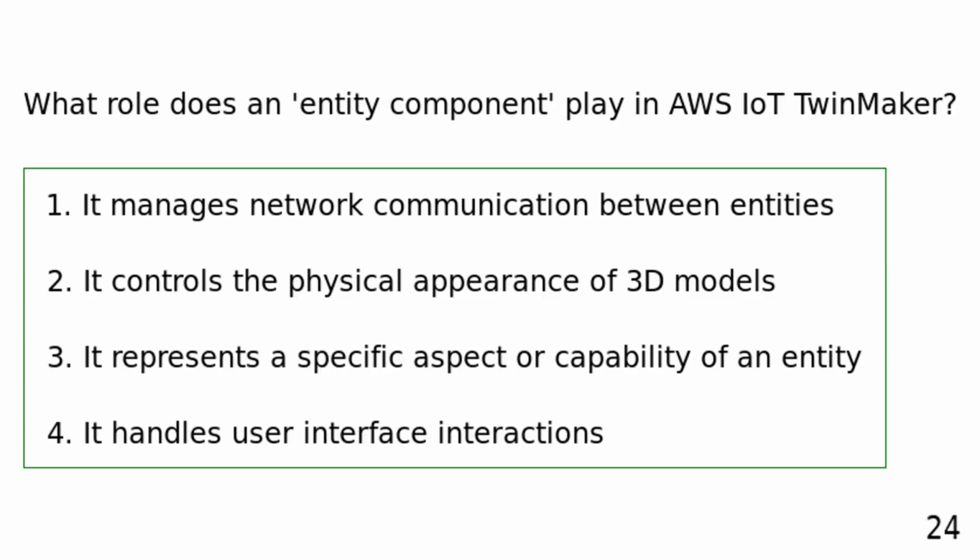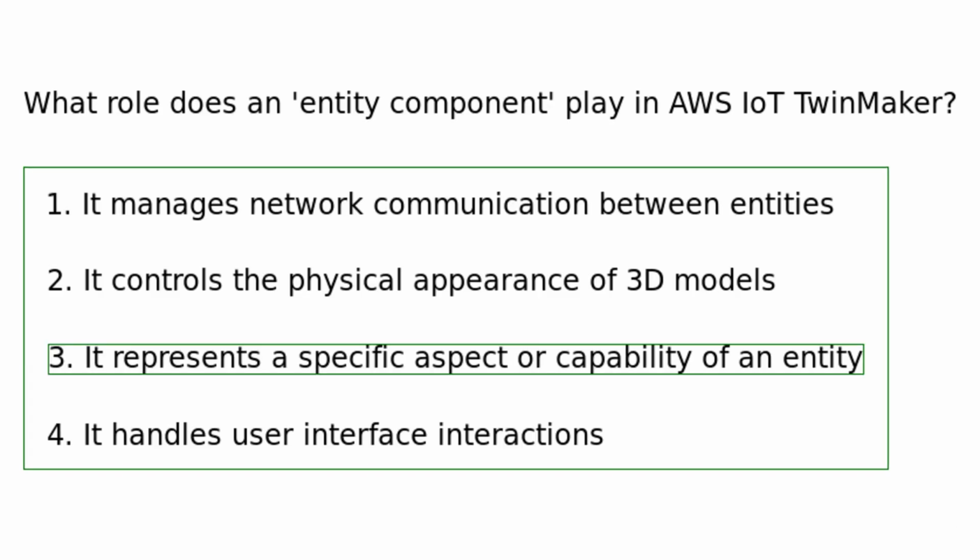What role does an entity component play in AWS IoT TwinMaker? It manages network communication between entities. It controls the physical appearance of 3D models. It represents a specific aspect or capability of an entity. It handles user interface interactions. An entity component in AWS IoT TwinMaker represents a specific aspect or capability of an entity, such as its properties, telemetry, or relationships with other entities.